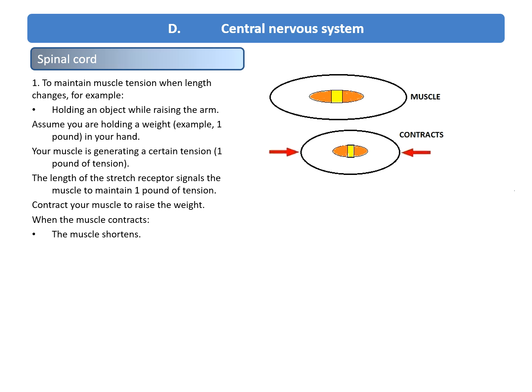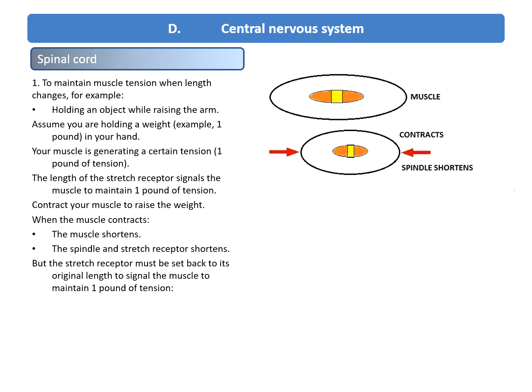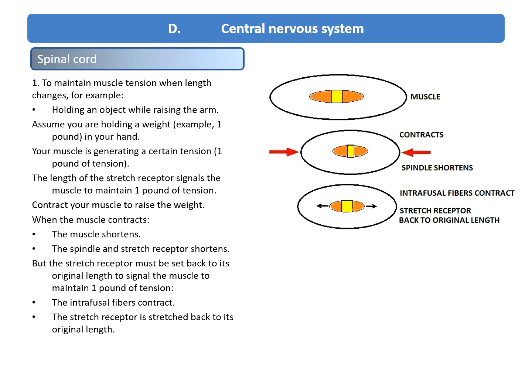When the muscle contracts, the muscle shortens. The spindle and stretch receptors shorten. The stretch receptor must be set back to its original length to signal the muscle to maintain 1 pound of tension. The intrafusal fibers contract, and the stretch receptor is stretched back to its original length.